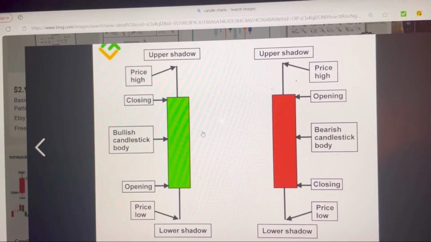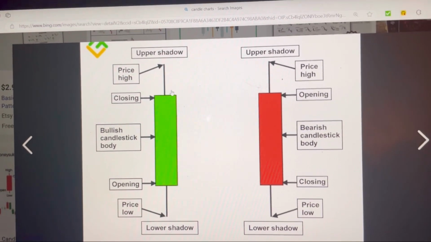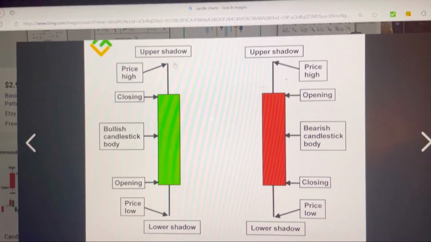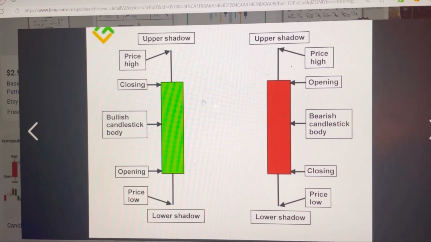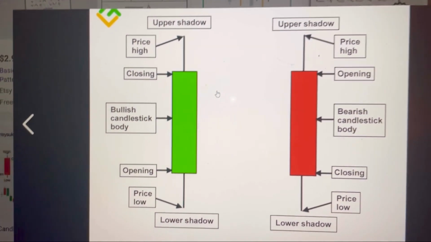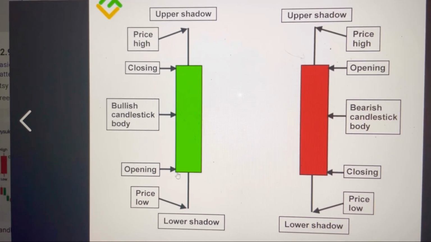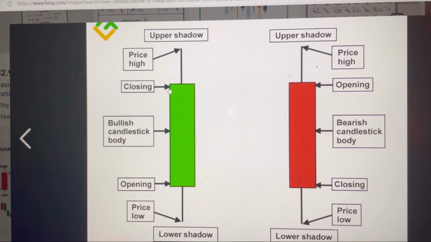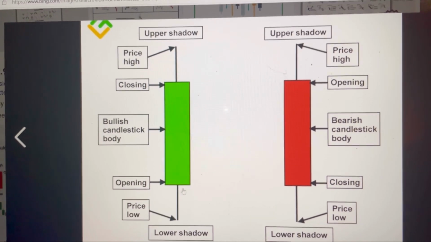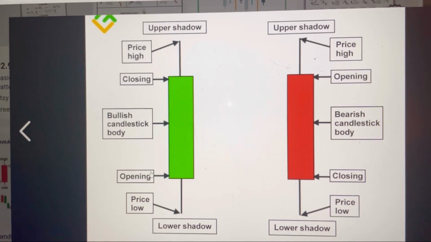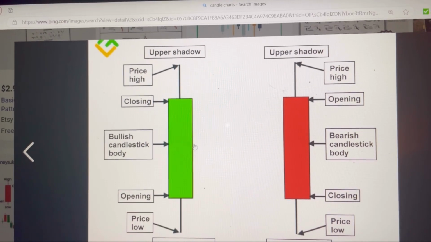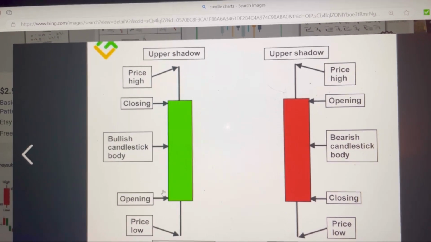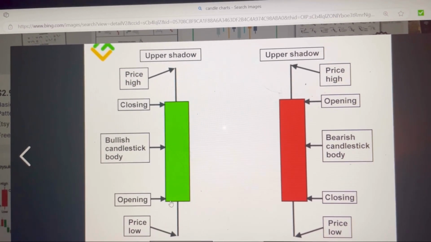The wicks show the extremes that price went to, up at the top, higher, and down at the bottom, lower. But it didn't close there. It just went up there. So here's an example. It opened up at 6 in the morning at $1. At the end of 24 hours, it closed at $2. But throughout that whole trading day, the price went all the way down to 50 cents, and all the way up to $2.50. But it opened and closed from $1 to $2.